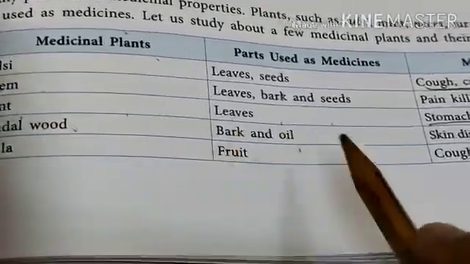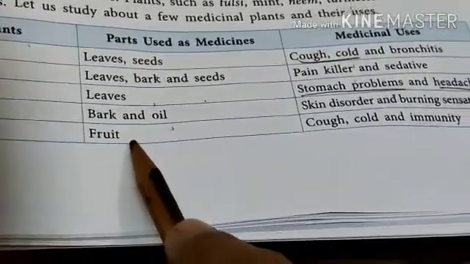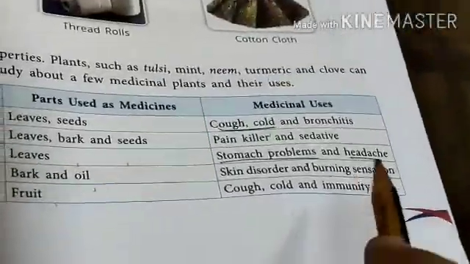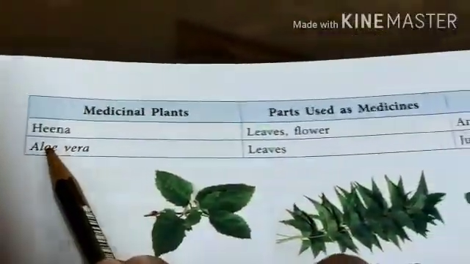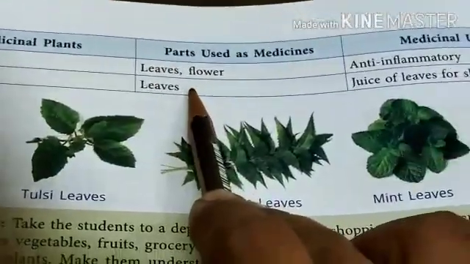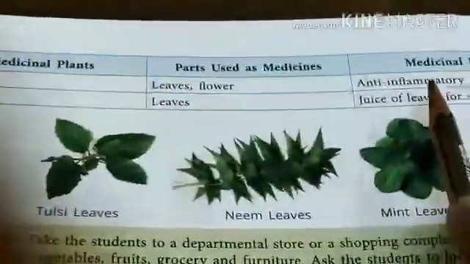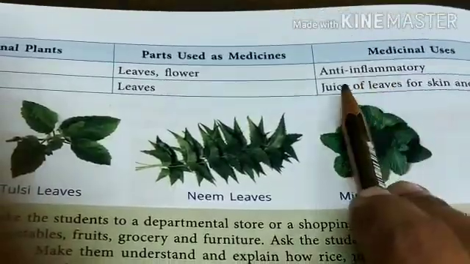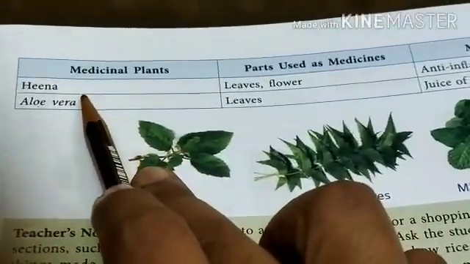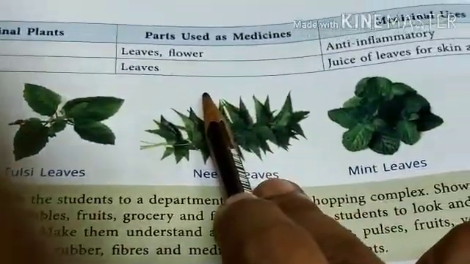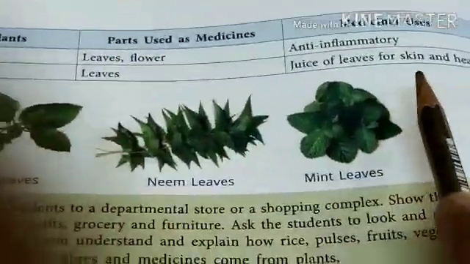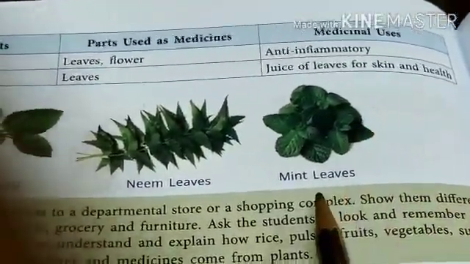Then amla. Amla is a kind of fruit and it is used for cough, cold, and it also increases our immunity. Then henna. Henna means mehendi. The leaves and flowers are used as anti-inflammatory, means if you have any burning sensation, then if you apply henna, you will get relief. Aloe vera, the leaves are very good for the skin and health.